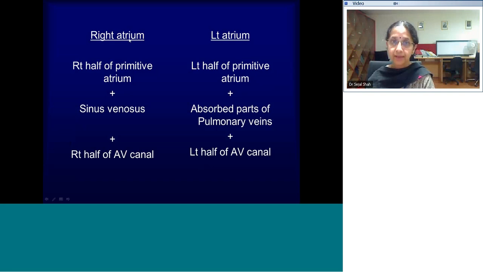So the right atrium derives its tissue from the right half of the primitive atrium. As we discussed, these are the right-sided cardiogenic cells, along with the right-sided component of the sinus venosus and the right half of the AV canal. Similarly, the left atrium is derived from the left half of the primitive atrium, the absorbed part of the pulmonary veins, and the left half of the AV canal.